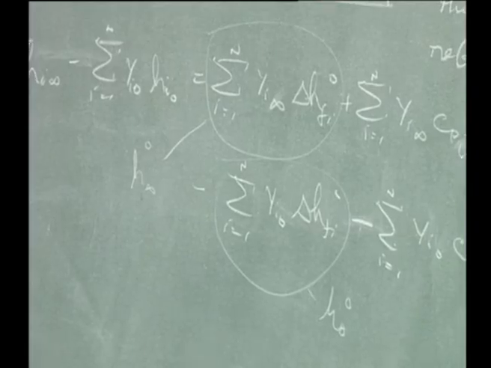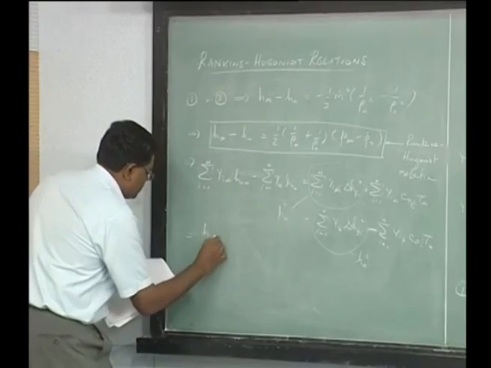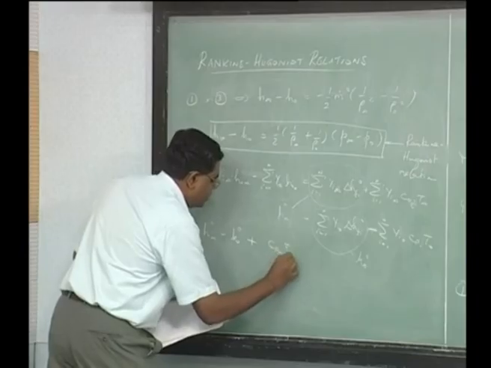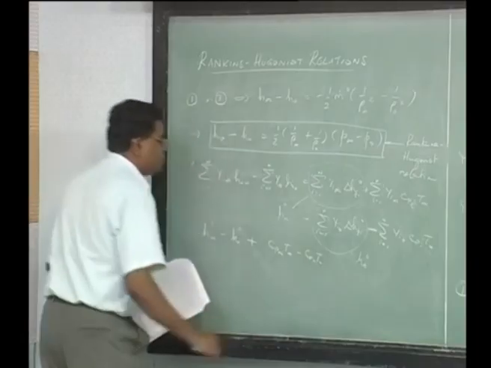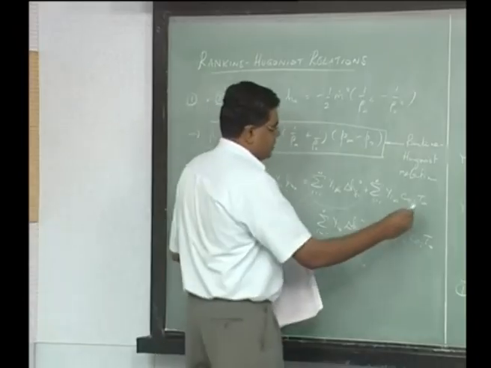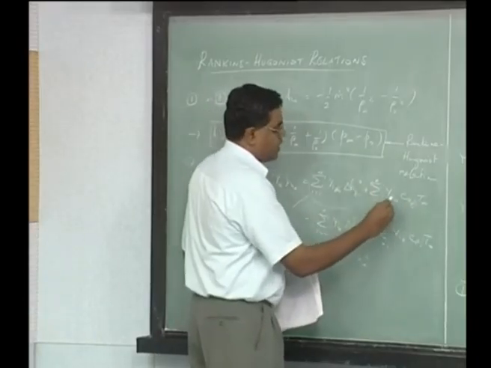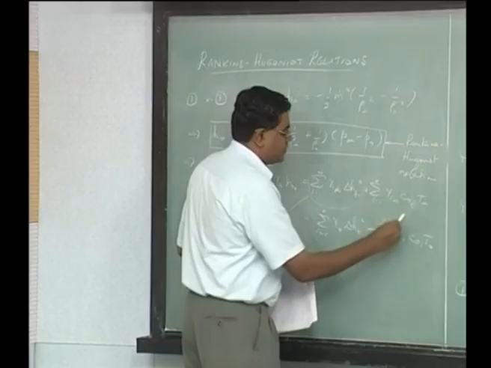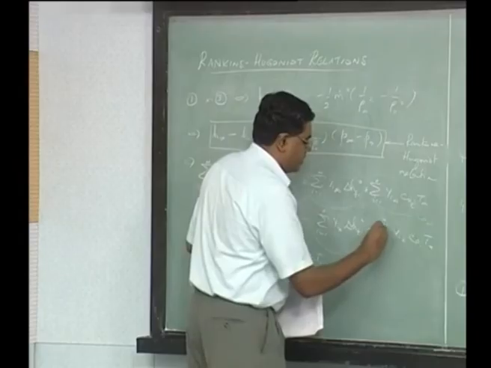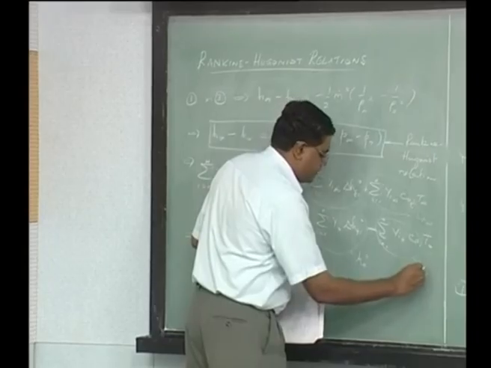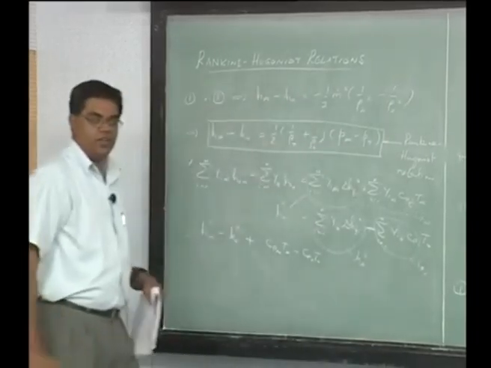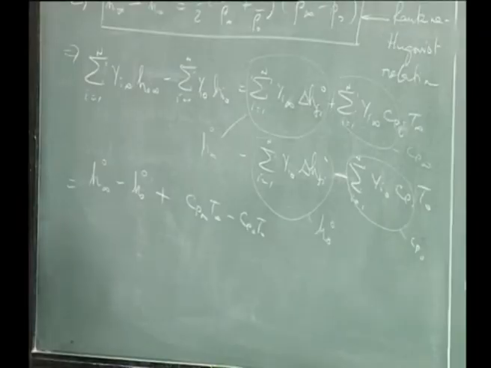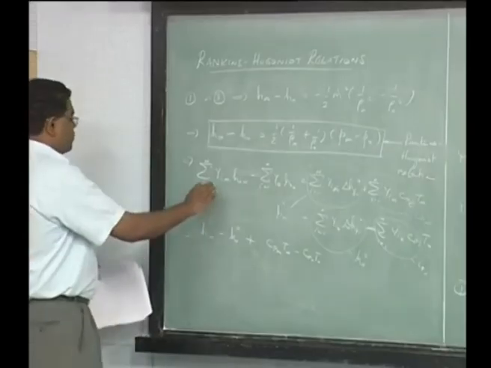So this is equal to H infinity naught minus H naught naught plus Cp infinity T infinity minus Cp naught T naught. Why would you say Cp infinity? Because T infinity can be pulled out of the summation. So sigma y_i infinity Cp_i is Cp infinity, right? Here you are going to get Cp infinity and this is Cp naught. So it is essentially the compositions that are deciding these terms rather than the standard heats of formation or the temperature there.